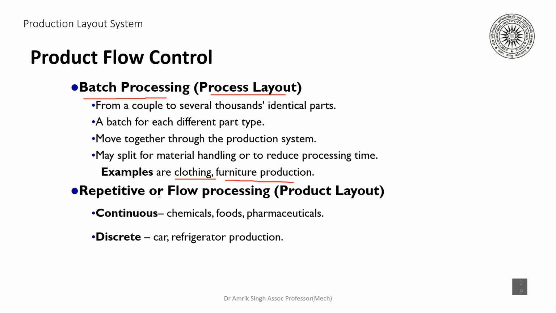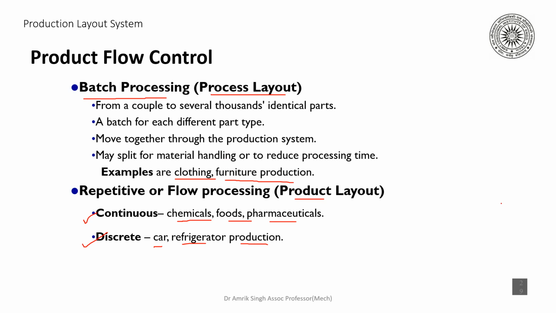In the case of repetitive or flow processing, we go for the product layout, and if the products are chemical, food and pharmaceutical, we go for the continuous. If it is a car, refrigerator or other type of production like gear production, tire production, we go for the discrete.